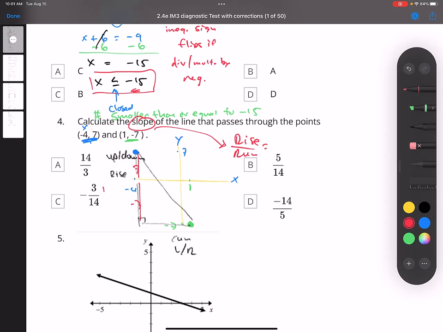So that would be a distance of 14. The run is from -4 to here and then 1. So if you add those together, it's a distance or absolute value of 5. And you'll notice that if you are going down, that would be a -14, and then you're doing a run of 5. So -14 over 5 is your answer, and that would be choice D.